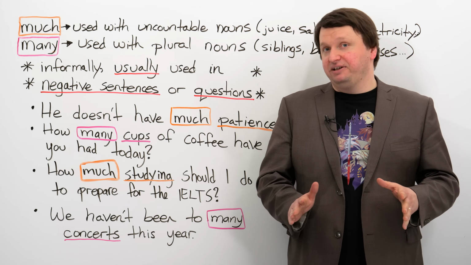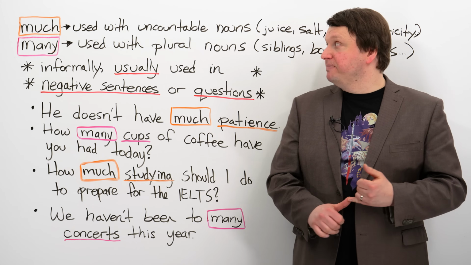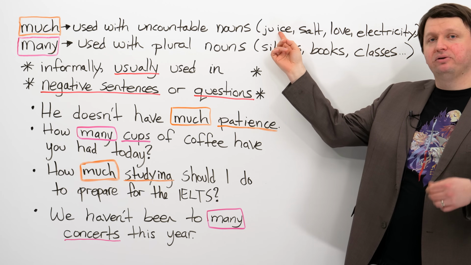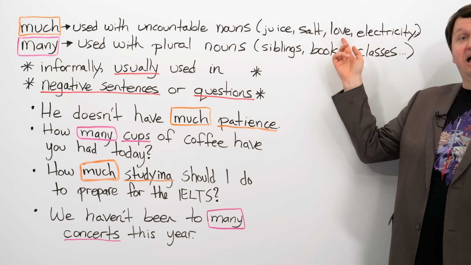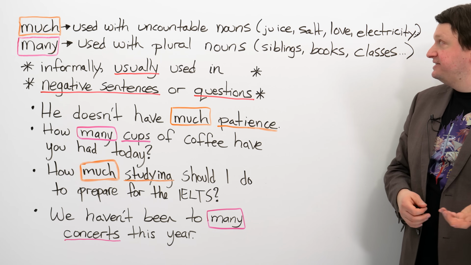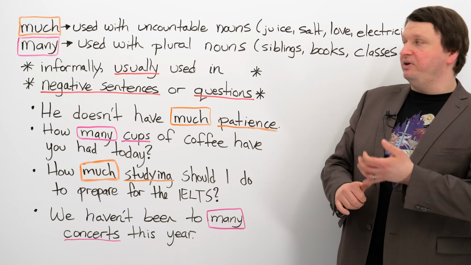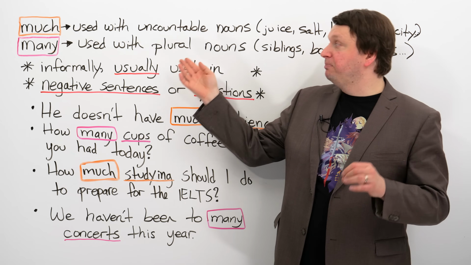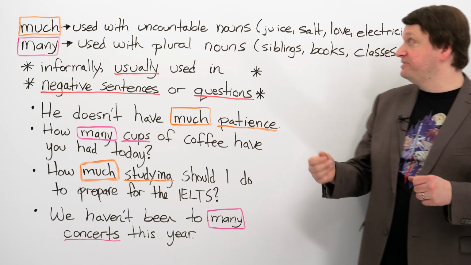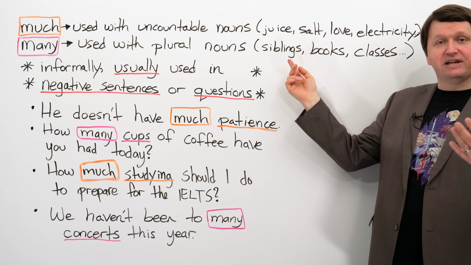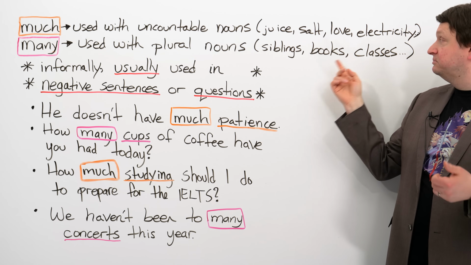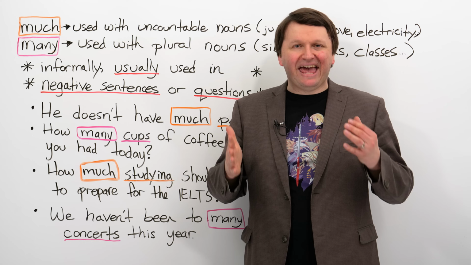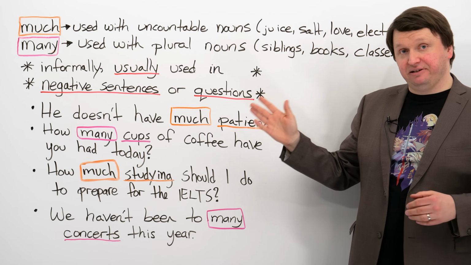So usually, you probably know that you use much with uncountable nouns. So nouns you can't count. For example, juice, salt, love, electricity. You can't say one salt, two salts, one juice, two juices. It's a liquid, right? And many is used with plural nouns, things you can count. So siblings, your brothers and sisters, books, classes, tables, chairs, buildings, people, anything you can count, you use many with.